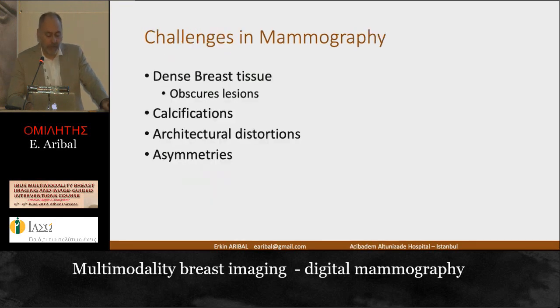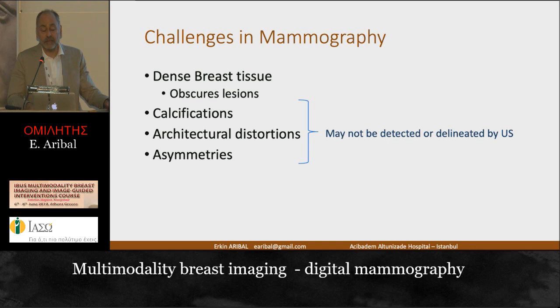The challenges in mammography are the dense breast tissue, and calcifications are difficult to identify, and architectural distortions and asymmetries. When we see these three lesions, we cannot find them under ultrasound, so it's difficult to differentiate them and make a differential diagnosis.